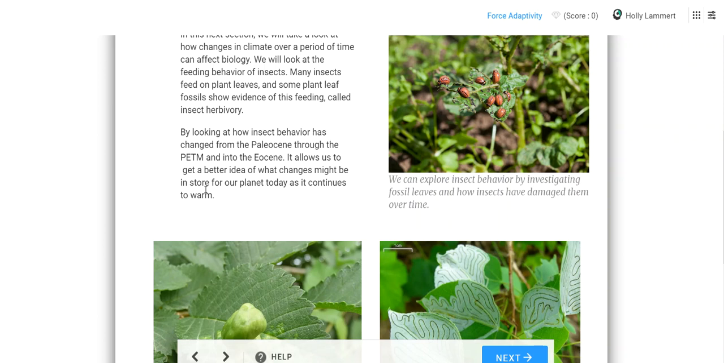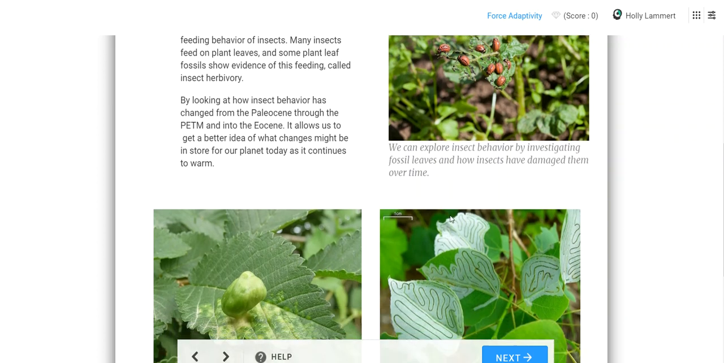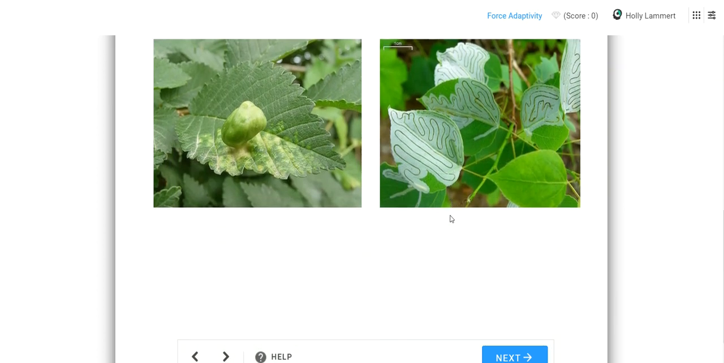By looking at how insect behavior has changed in the Paleocene through the PETM and into the Eocene, it allows us to get a better idea of what changes might be in store for our planet as it continues to warm. So go ahead and take a look at those pictures and see what you see. Here we can explore insect behavior by investigating fossil leaves and how insects have damaged them over time. And there's a couple examples. Have you guys ever seen these? These are really neat. Go out on a hike and see if you can see these galls or these traces of leaf cutter, leaves being cut into.